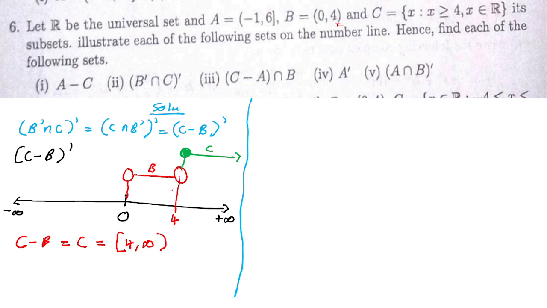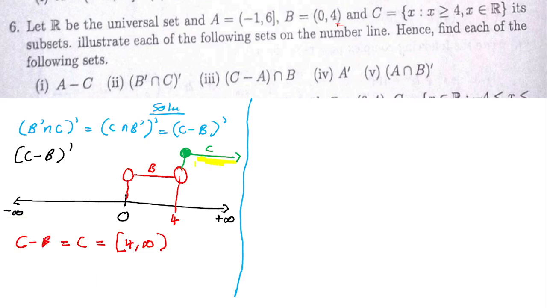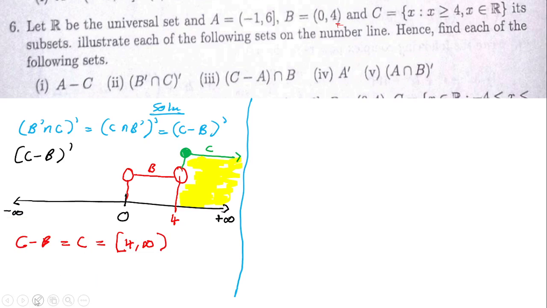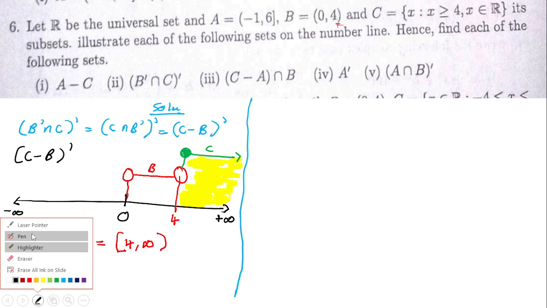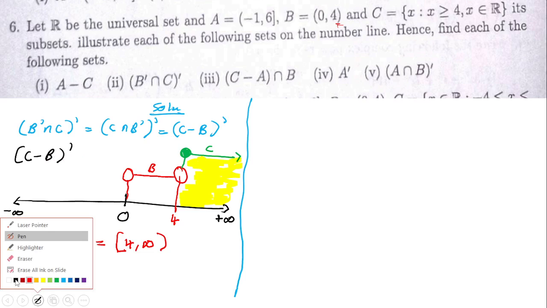So once you find this, just for those who are maybe behind, I'm going to indicate the region which we are considering as the answer. So this is our region according to the answer. This is the region we are talking about, the one I've highlighted. So with that, what I'll do is I'll now solve for C minus B complement. That will be my next target.